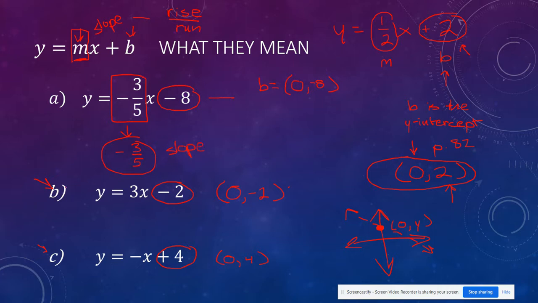Okay, what's our slope in B? You should have chosen 3. Okay, and what's our slope in C? Please think carefully here. Our slope is actually, remember, there can be an invisible 1 in front of this x. So our slope is actually -1.